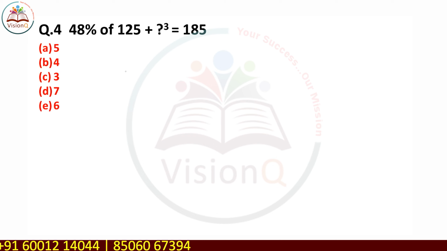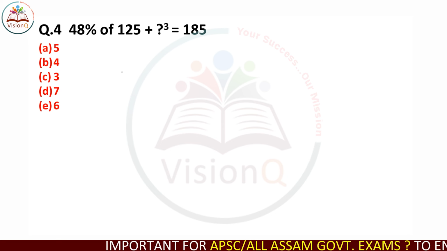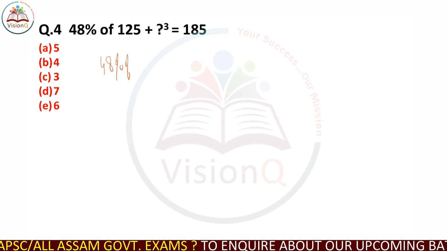Question number 4 is again a very important question based on the concept of percentage. 48% of 125 plus question mark cube equal to 185. So our first aim is to find out the value of this question mark. Now how to find 48% of 125? This is the most important part here.